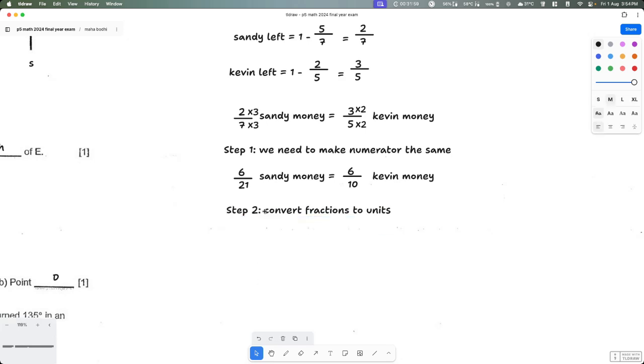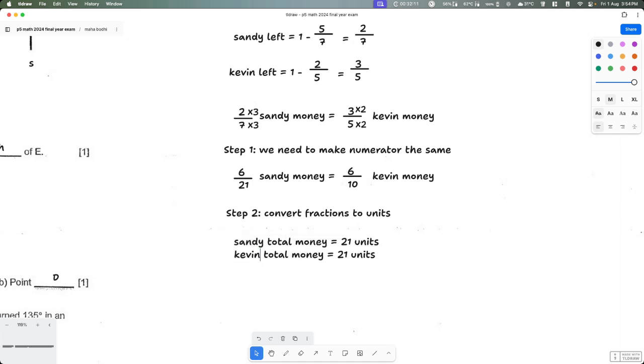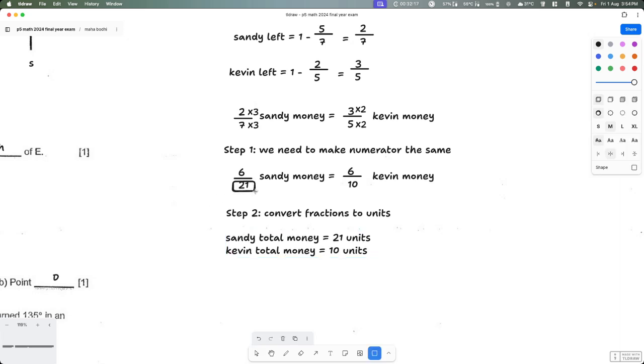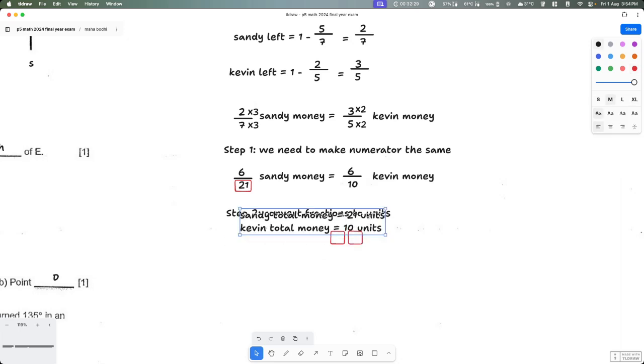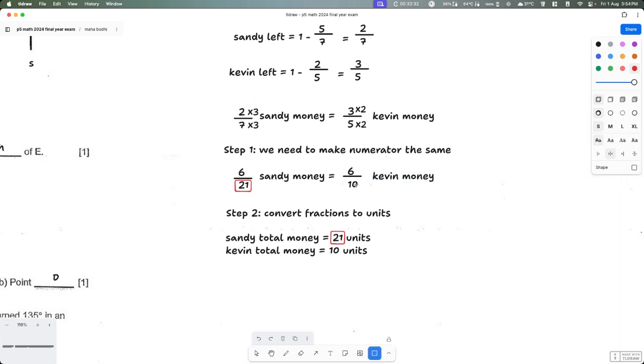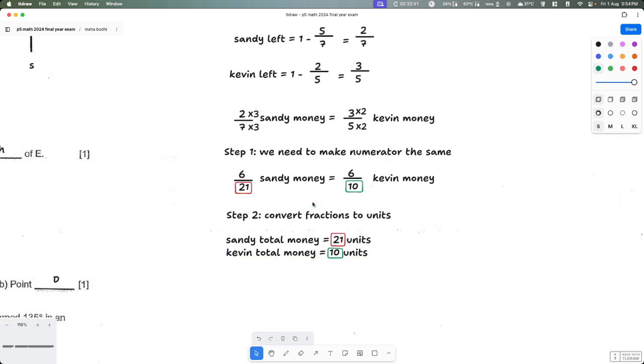So 21. Sandy's total money is 21 units, and then Kevin's total money is 10 units. In this case, I'll just put a rectangle. It's a bit small. So 21 units, make it red. Then over here is 21 as well. Then 10, this one will be green, and 10 units. So we know that Sandy's total money is 21 units and Kevin's total is 10 units.